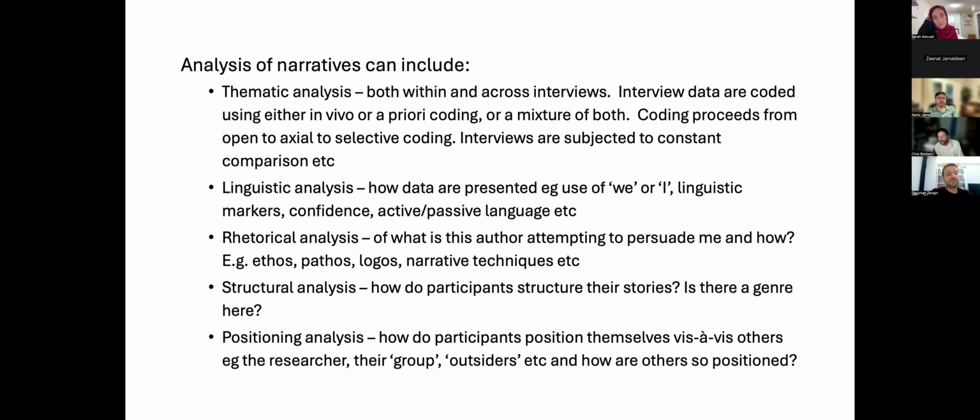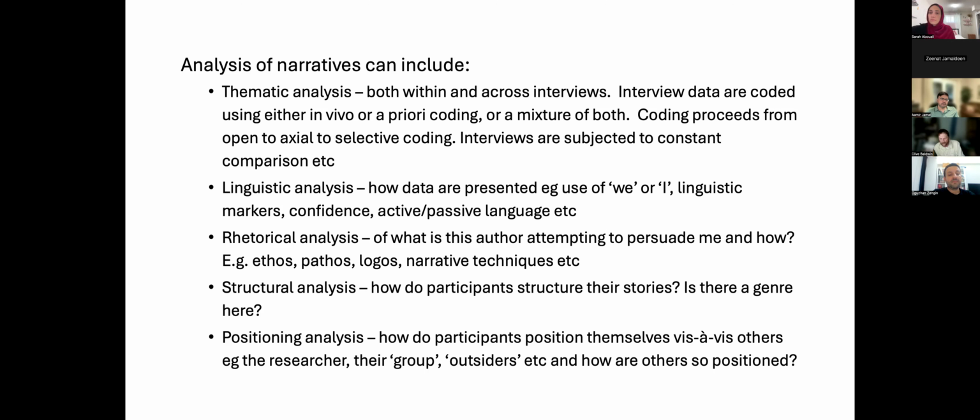Rhetorical analysis is also about the reader, the appeal to the emotions of, or the prior interests of, or the dispositions of the listener, and how people are doing that. And you can look at the narrative techniques people use to persuade you. I like this type of research, but I'm not sure how useful it is in this view, unless you're thinking about how people present, how they deal with masculinities. Structural analysis: how do participants structure their stories? Is there a genre here?